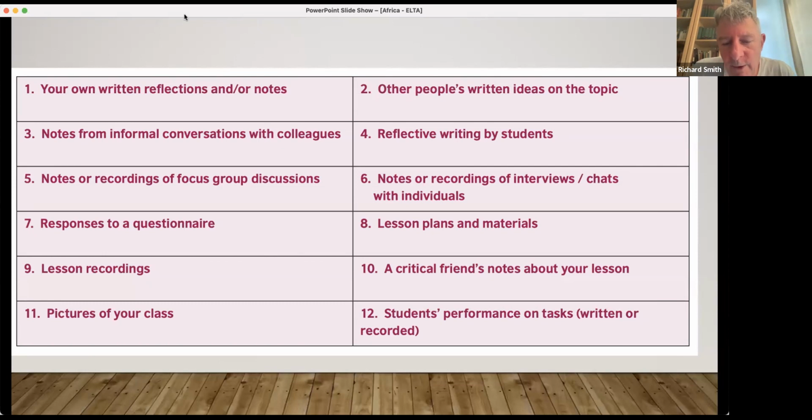So number 10 was somebody observing your class, somebody sitting at the back of your class, and you tell them what you want to find out. You tell them what your questions are, and they are going to write notes just to answer your question, not notes about everything that's going on in your class. You tell them what to look at, and you ask them to write some notes.